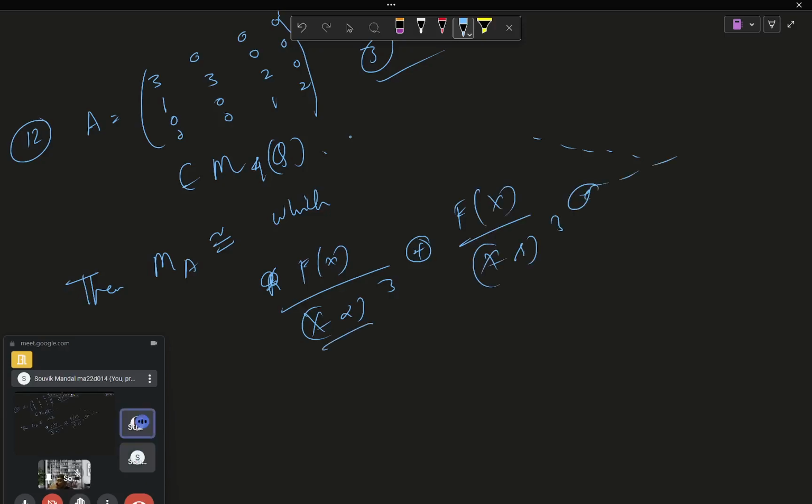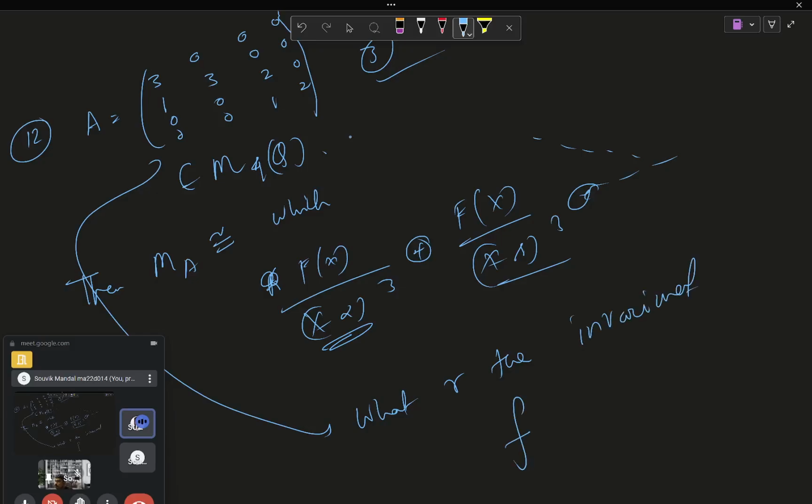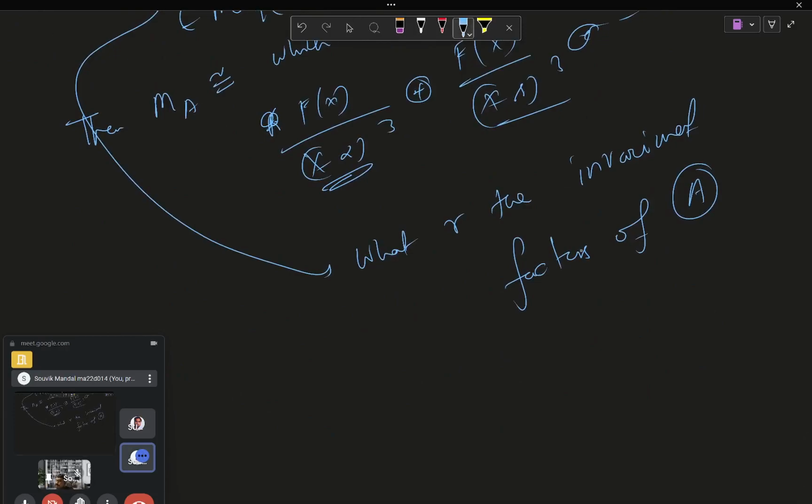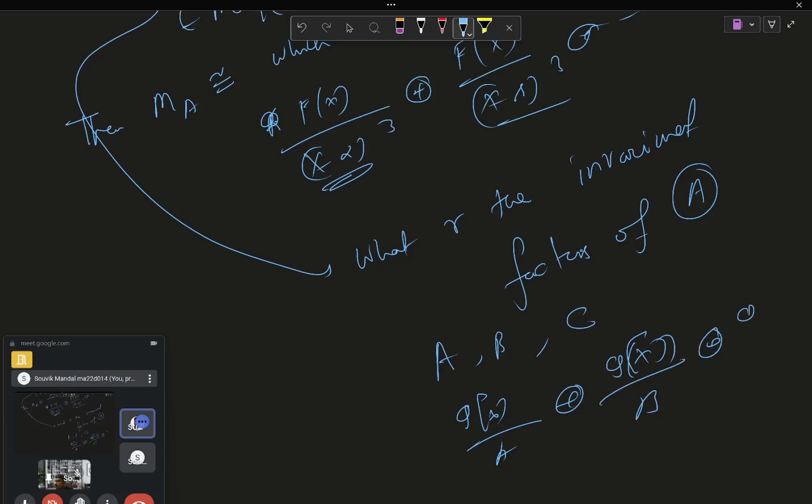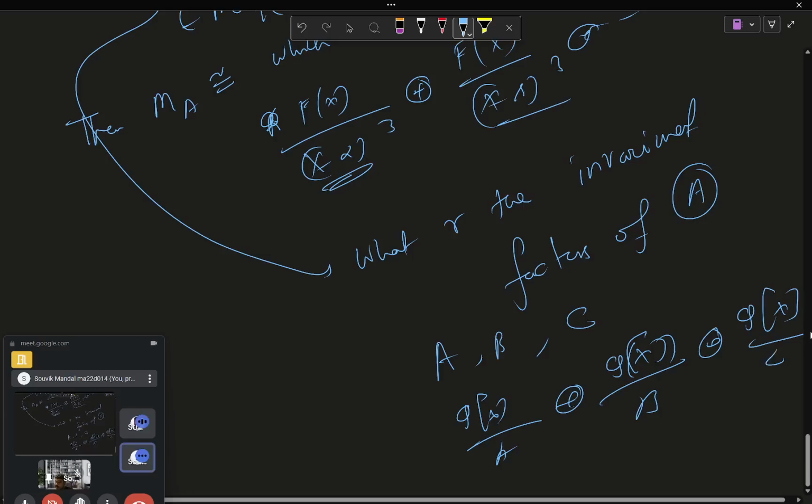Observe that these are nothing but the invariant factors. So basically, in order to answer the question, you need to understand what the invariant factors of this matrix are. If you understand the invariant factors of this matrix, then you are done. Suppose the invariant factors are A, B and C. Then the answer will be Q[x]/A plus Q[x]/B plus Q[x]/C, something like that. Do you understand?